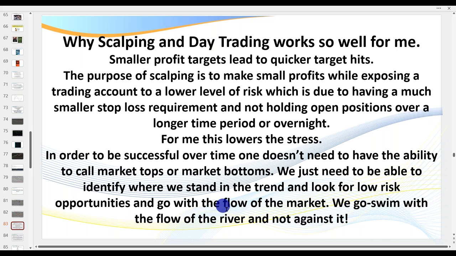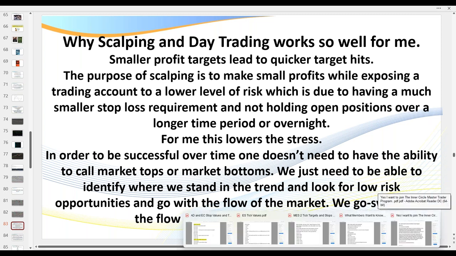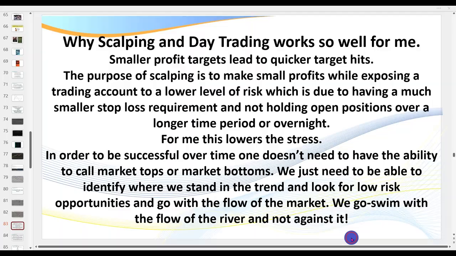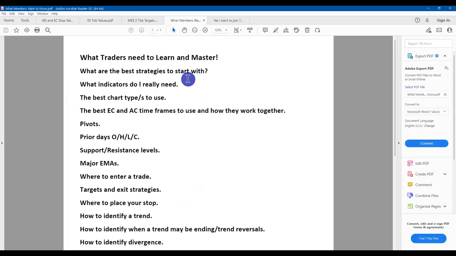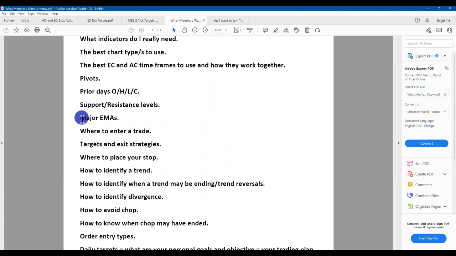So in fact, there's a couple of things that you must learn. I'm not going to go through each of these, but the best strategies, of course, the indicators, the best charts, which we'll quickly cover in a sec, the best entry chart and anchor chart timeframes. I've come up with a formula over the years that just works beautifully, and it's so easy, just a mathematical formula. A calculator will tell you, you can even do it in your head, of what entry chart you should have and your anchor charts. But you've got to understand pivots and prior day's highs and lows, and you'll see why in a moment, and support resistance areas, major EMAs. You'll see that also, hopefully.